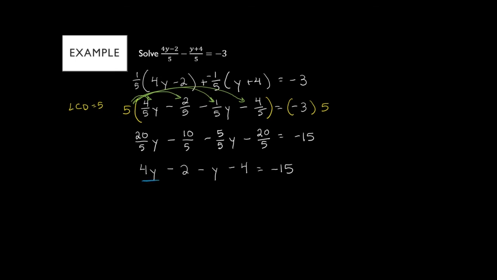So I've got like terms here with the 4y and the minus y. They're on the same side, so you don't need to change the sign. So I just do 4 minus 1, which is 3y. And then I've got my minus 2 and a minus 4. Those are on the same side, so there's no changing of signs. And then minus 2 minus 4 is minus 6. And then I have equals negative 15.